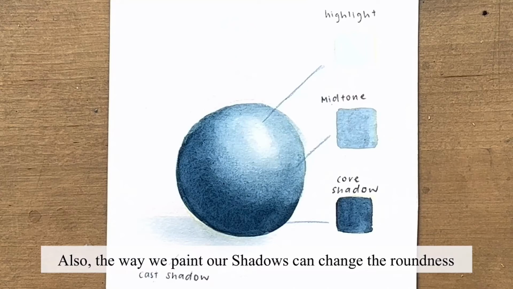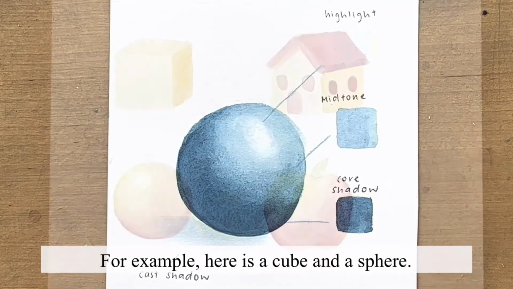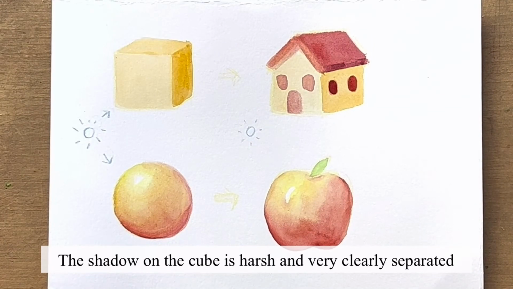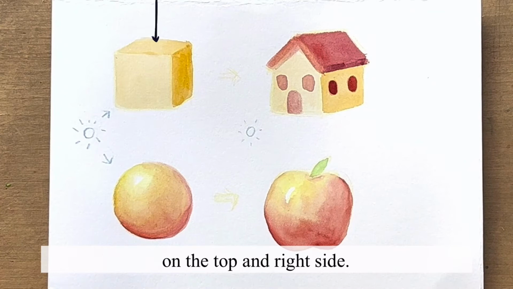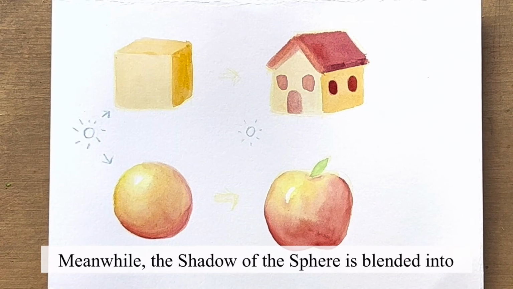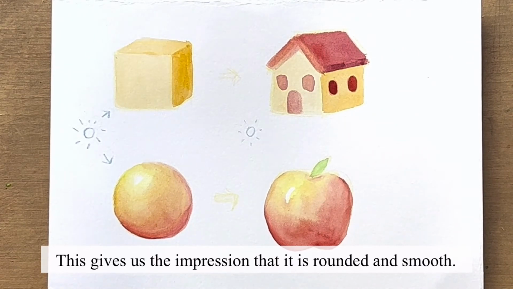The way we paint our shadows can change the roundness of an object. For example, here is a cube and a sphere. The shadow on the cube is harsh and very clearly separated on the top and right side. This makes it look like each side is flat. Meanwhile, the shadow of the sphere is blended into the rest of it. This gives us the impression that it is rounded and smooth.